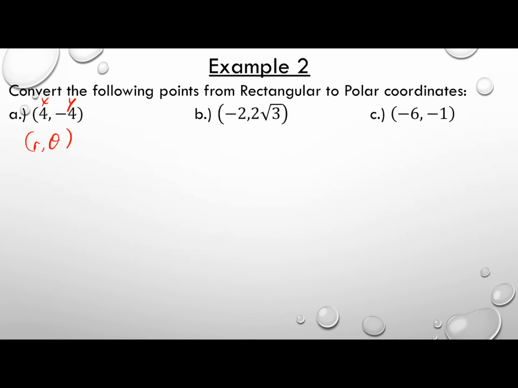So we said that x squared plus y squared is equal to r squared. So 4 squared plus negative 4 squared is equal to r squared.